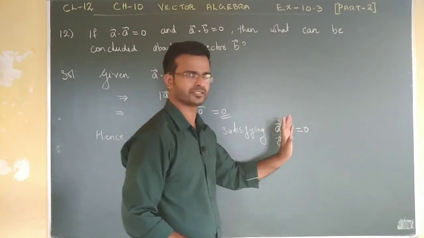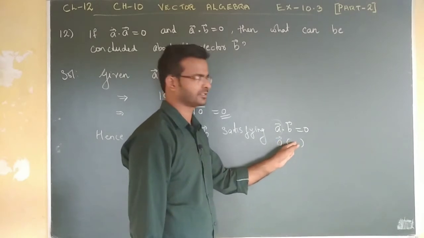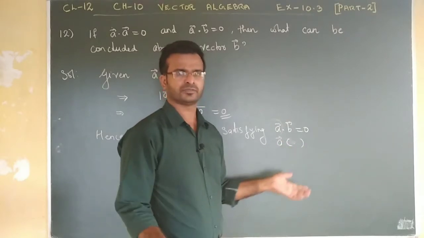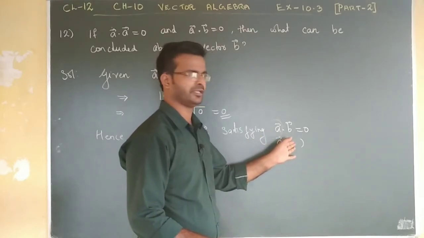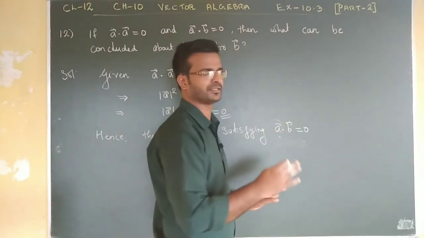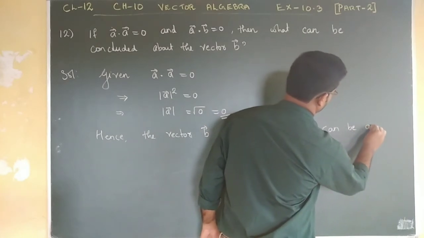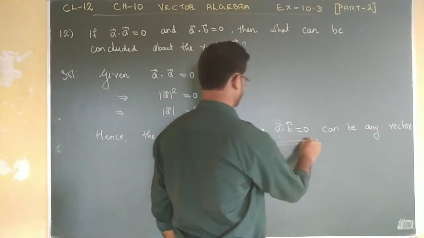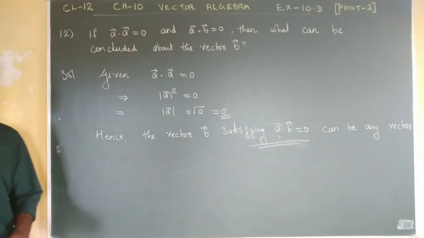0 into 0 will get 0 vector only. Then if you write another one, a non-zero vector, that time also 0 into that vector you will get answer 0 only. Already you know 0 into any number, your answer will be 0. Same like that in the case of vector also, 0 vector into any vector we will get answer 0. So in the place of B vector we can write any vector. B vector can be any vector. This is our answer. Just pause the video, write down in your notebook.